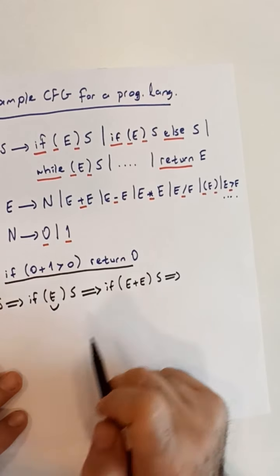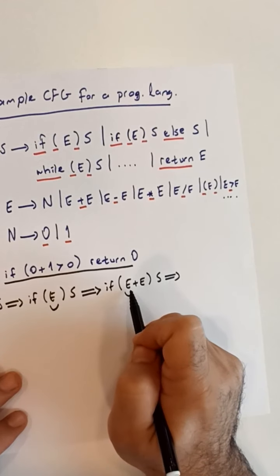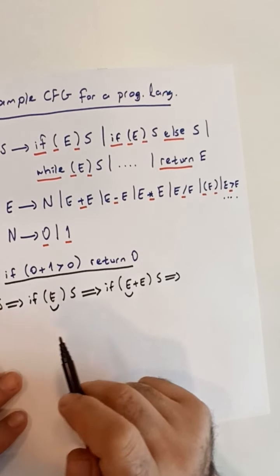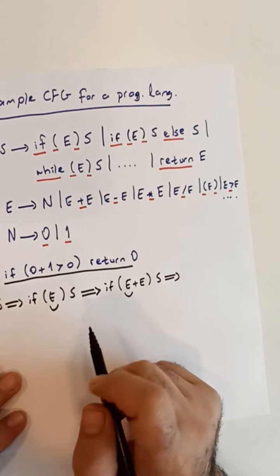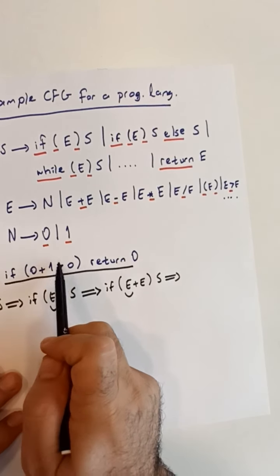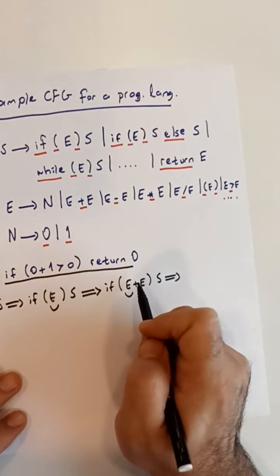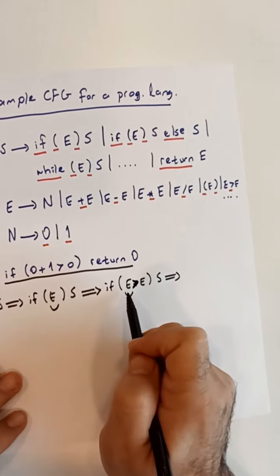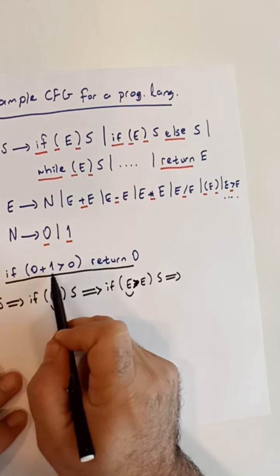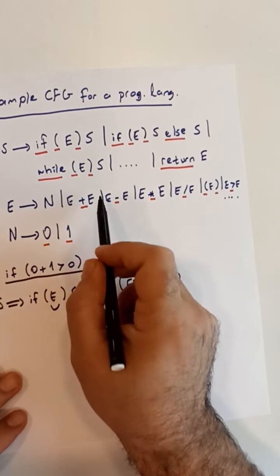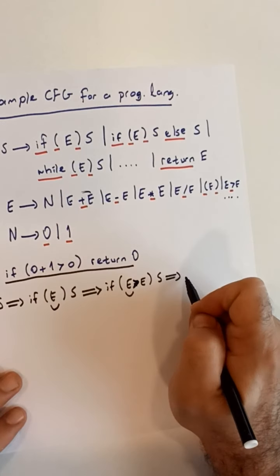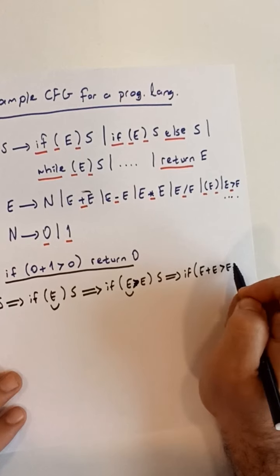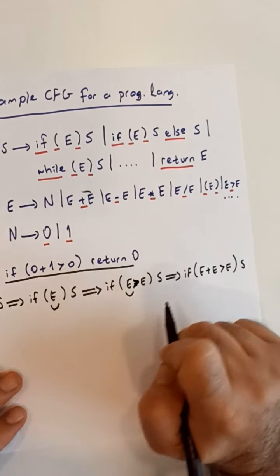Let's do another derivation step. For the leftmost variable e, we can expand it with, or let's see, let's assume that the first derivation was with the greater than sign, so e greater than e. In the next derivation step, to arrive at our 0 plus 1, we can expand this e with the rule e plus e. If e plus e is greater than e, then execute the statement s.